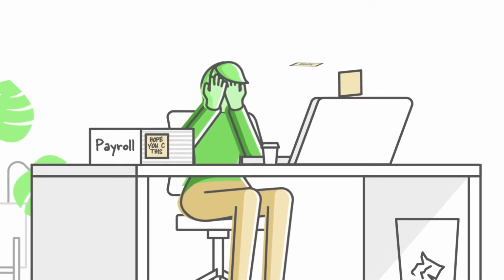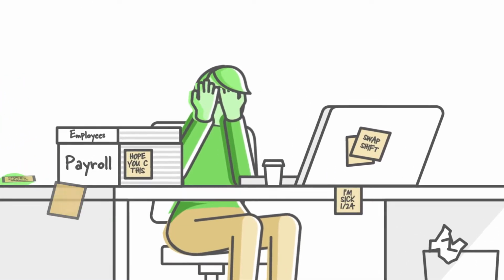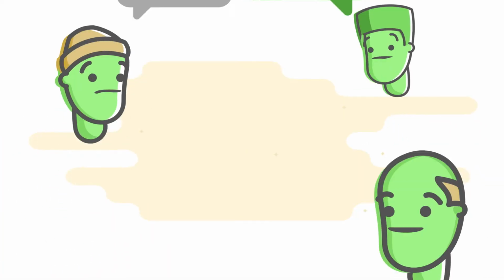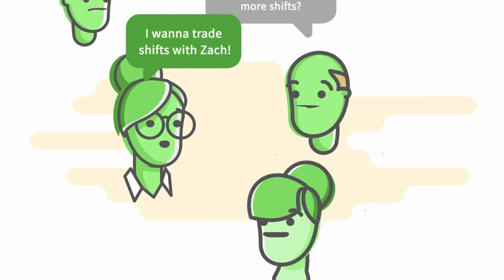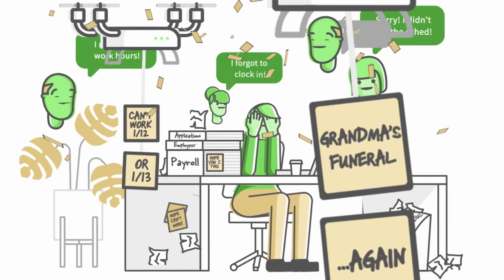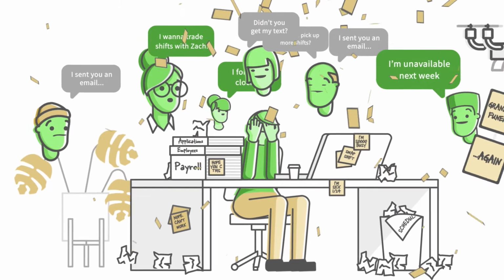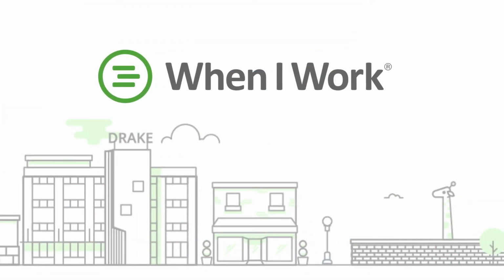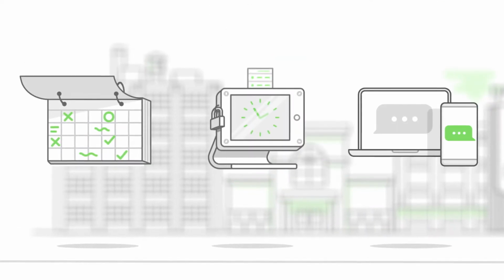Managing, scheduling, and coordinating hourly teams is time-consuming, complicated, and expensive, especially across multiple locations. Back-office spreadsheets and disjointed systems stifle productivity and slow down decisions, resulting in high labor costs, painful inefficiency, and employee turnover. When I Work changes everything with integrated scheduling, time tracking, and team messaging.